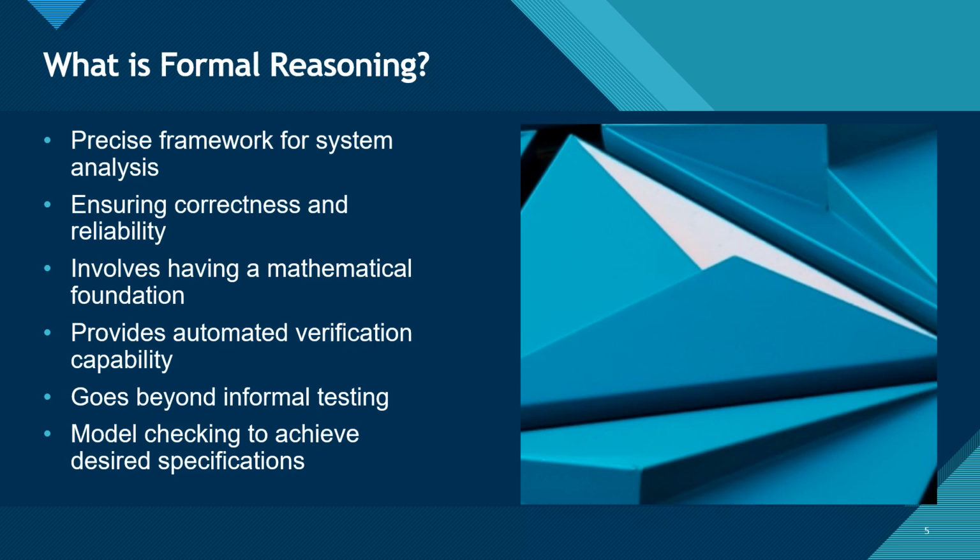This, in turn, enables the development of automated tools, also known as model checkers, for efficient system validation. Model checking is a process that focuses on applying formal reasoning to automatically verify system models against desired specifications. We'll be going into more detail on this in the later slides.